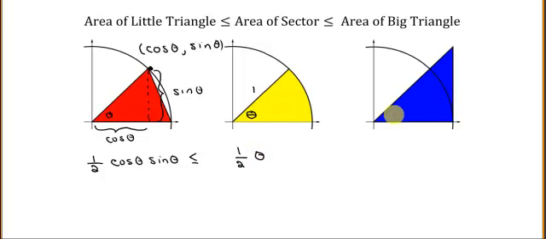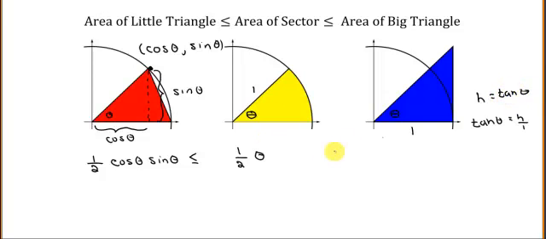And finally, if this is angle theta, and this is 1, let's call this side H for the time being. Notice that tangent of theta is the opposite over the adjacent, so that would be H over 1, or simply H. So this H must be the same thing as tangent theta.